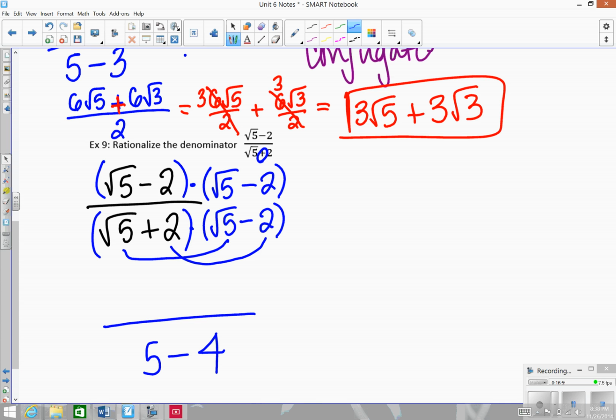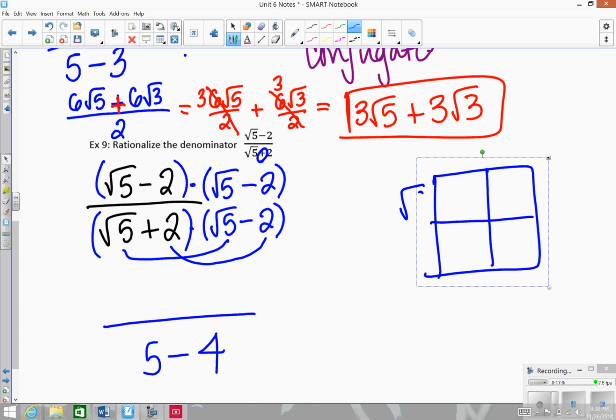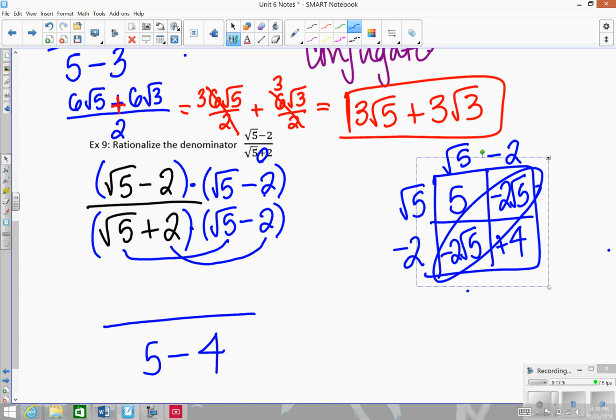Up top, though, these are not conjugate pairs, so you might want to do a box off to the side to help visualize what's happening. Otherwise, what you can do is you can just think of multiplying radical 5 by each of these terms, and then multiplying minus 2 by each of these terms. So essentially you're foiling or you're distributing each of these. So here I'm going to have 5 if I go back over to the box. And I just multiply each of these pieces. Combine your like terms. So I have 5 minus 4 radical 5 plus 4. 5 plus 4 is 9. So 9 minus 4 radical 5.